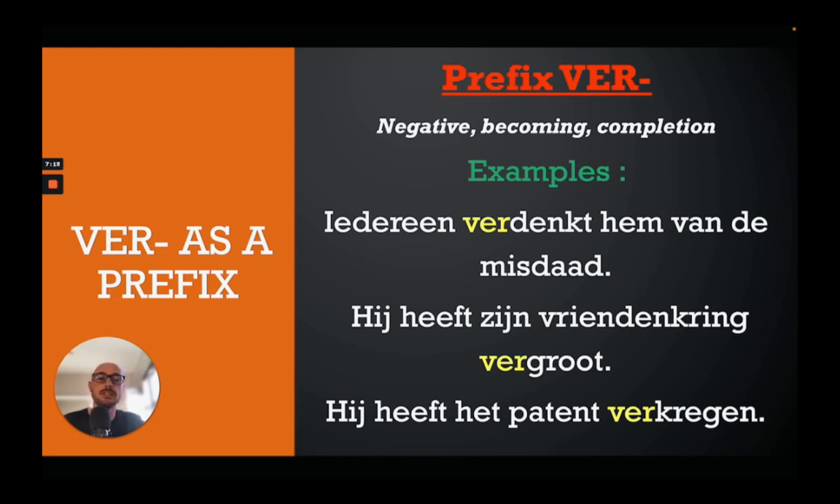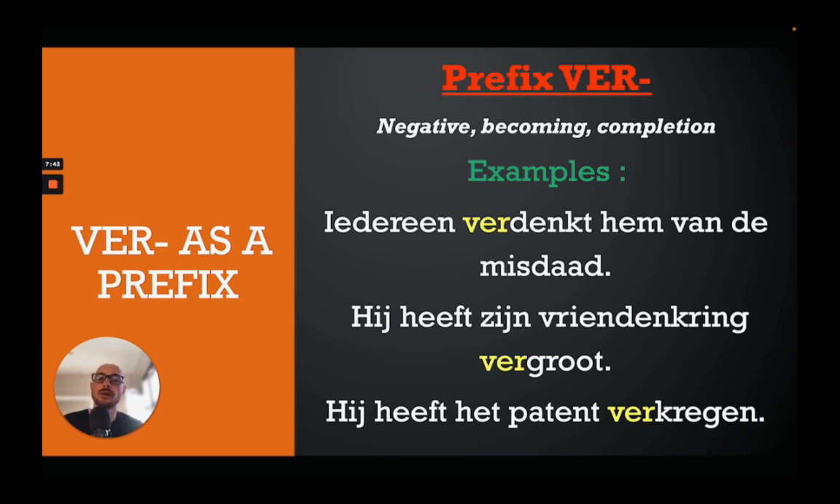Hij heeft zijn vriendenkring vergroot. He has made his circle of friends bigger. Alright, so it was big already, but it became bigger. So it entered into a new state, it became a bigger state, it became bigger. So in this case, the prefix ver implies a becoming, an evolution. Alright, and then we have completion.